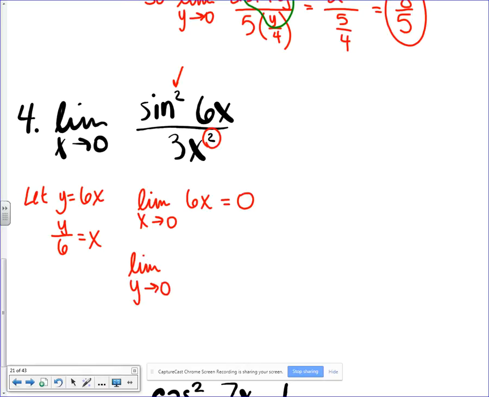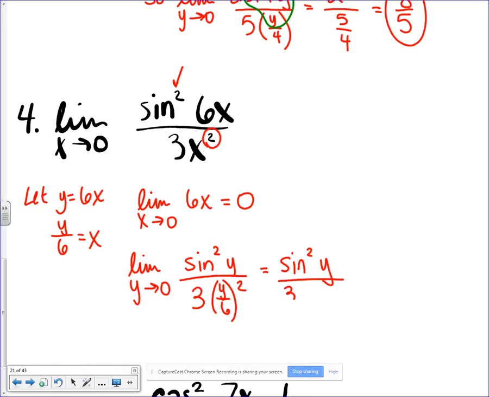So what does it look like now? I have sine squared of y. On the bottom, I still have that 3. But then when I plug this in, that's x squared. So I need to make sure that I square that substitution. So now what does this look like? This will be 3 times y squared over 36.